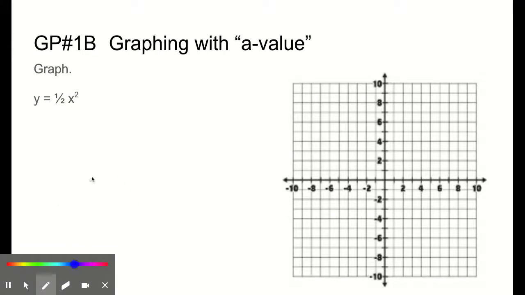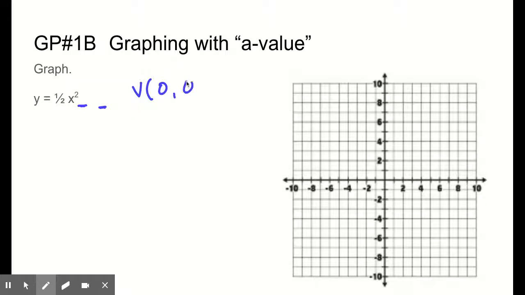Okay, so let's take a look at this one. Same thing, same toolbox items. First thing, identify the vertex. Well, nothing's being added or subtracted, so our vertex is at 0, 0. Our A value here is 1/2. So that's going to change our graph somewhat. That's going to change our graphing pattern. This graph will also open up because our A value is positive.